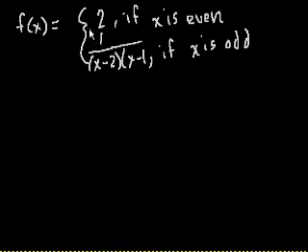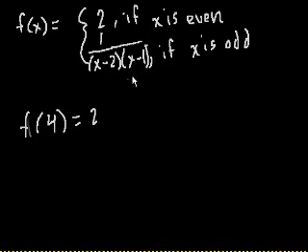So immediately we have two clauses. If x is even, we use this clause. So let's say that f of 4, well that's just equal to 2 because we use this clause here. But this clause applies when x is odd. And just like we did in the last example, what are the situations where this kind of breaks down? Well, when the denominator is 0.